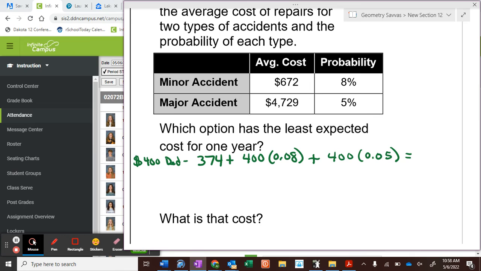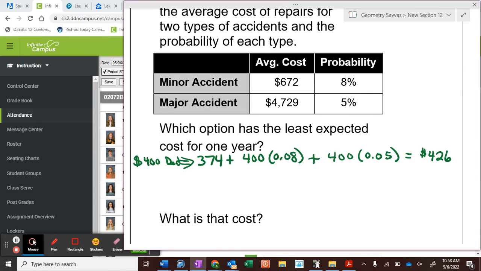Should you do like the first part? You do 400 minus 374. No, don't do that. So it's $374. $374 plus 426. So for a $400 deductible, it's going to cost you an average of $426 a year. 374 plus 400 times 0.08 plus 400 times 0.05.